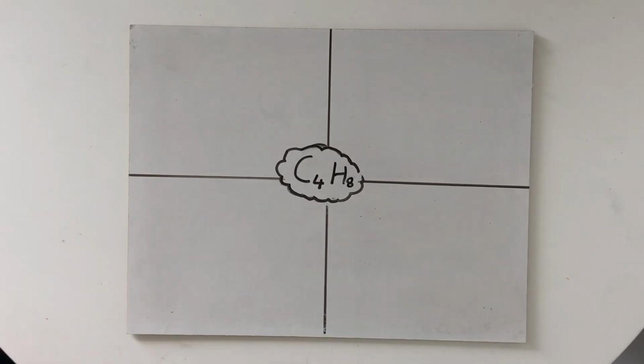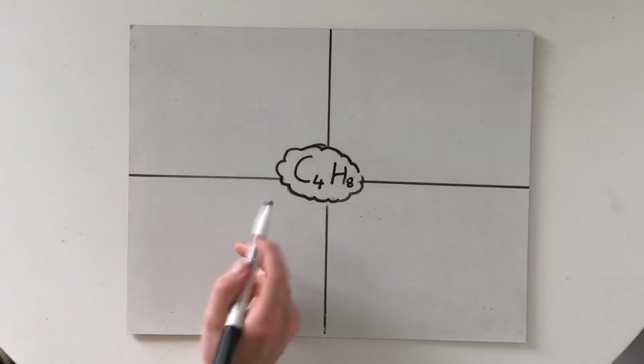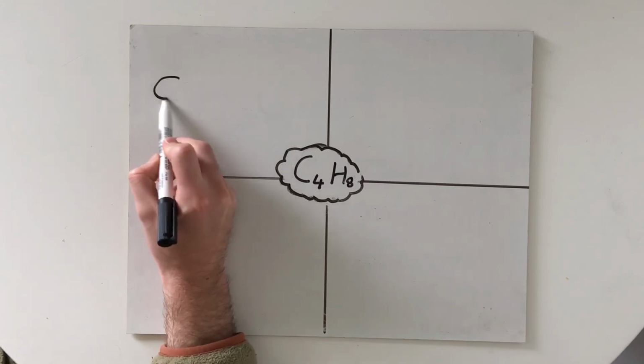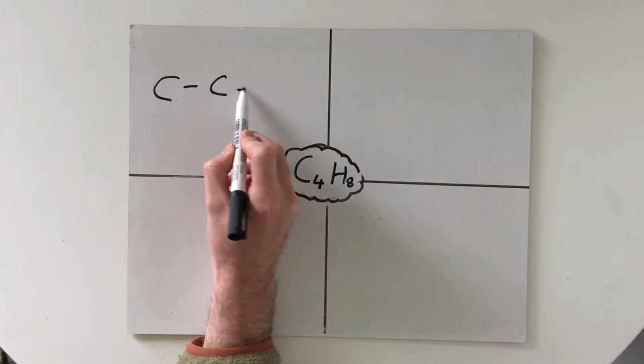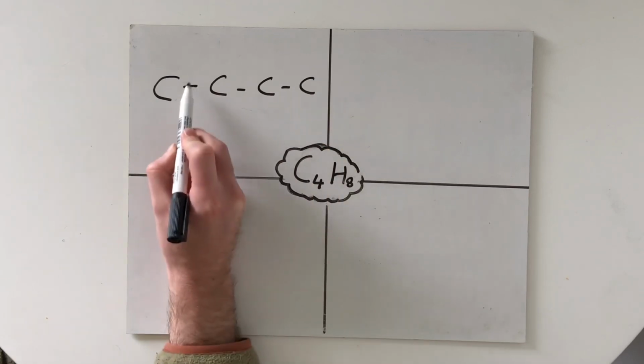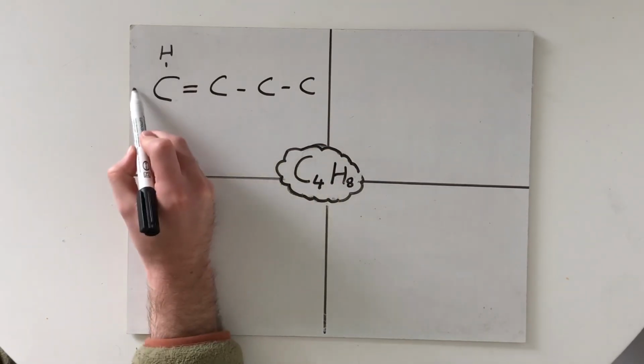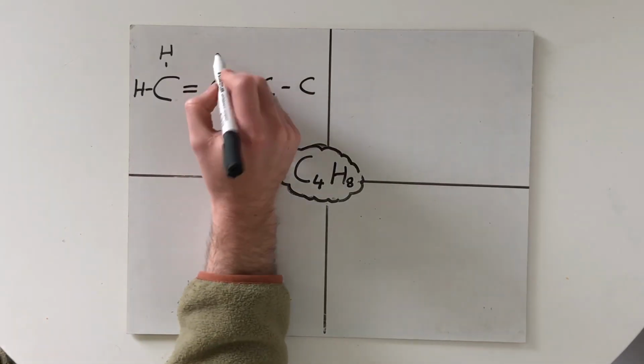First, let's go for our alkenes. Got 4 carbons this time, so it's going to be butene. 4 carbons in a row. We'll put a double bond between the first and the second carbon, and then fill out the hydrogens as appropriate.